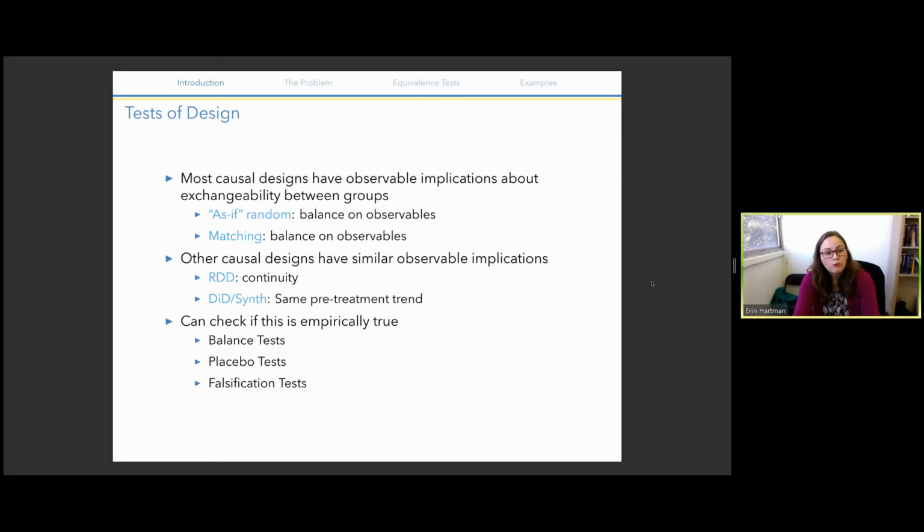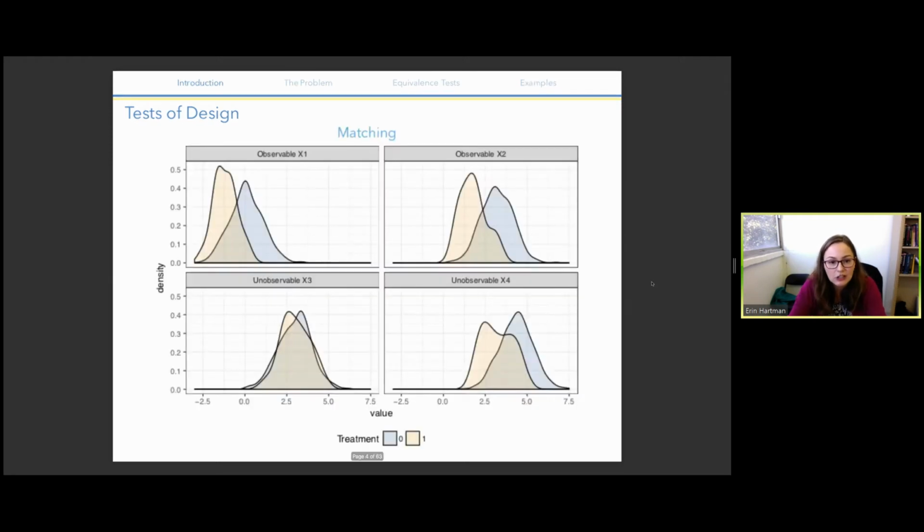And so when we talk about tests of design, what we're trying to check is these observable implications. We can check if these are empirically true, right? So we can never prove unconfoundedness because we can't check the joint distribution of potential outcomes or continuity of both potential outcomes in RD. But we can test these observable implications empirically using what we call balance tests, placebo tests, or like I said, sometimes called falsification tests. So I'll talk more about what these look like.